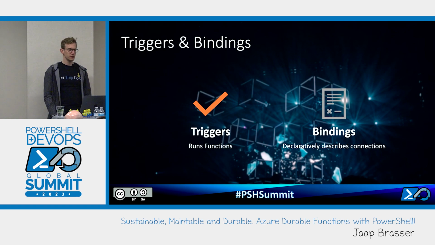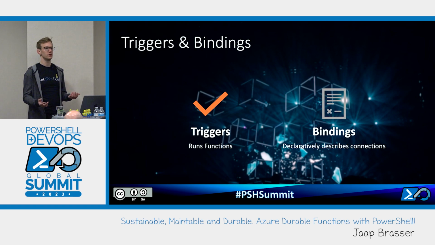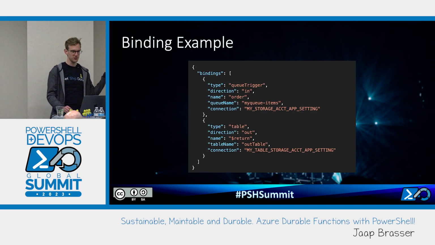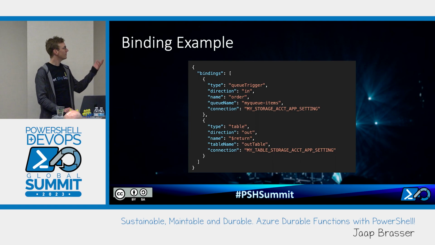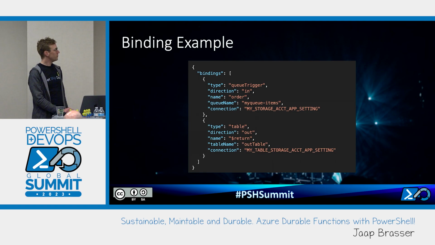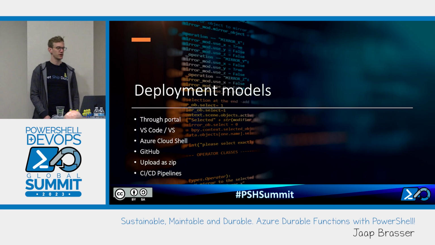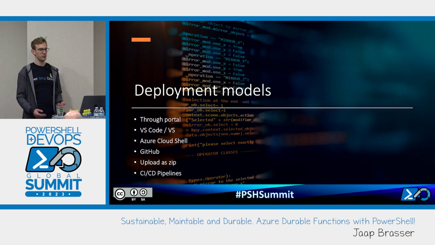So getting into the triggers and bindings. The triggers I just mentioned. The bindings are also an Azure Functions concept. They allow you to define the inputs and outputs of your functions. It's also more JSON, and here's one of the examples where we bind it to a queue trigger and a table.